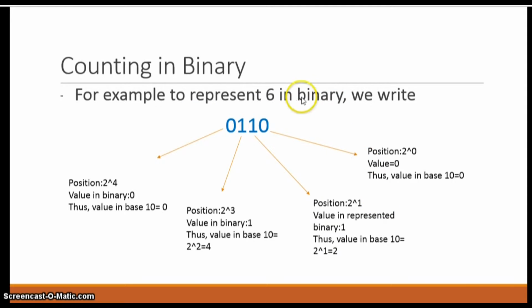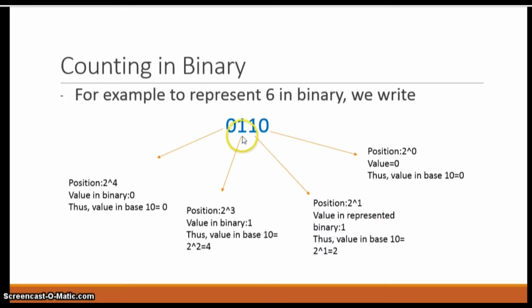So in this example, we have the number 6. This 0 over here represents the position of 2 to the power 0. As it is a 0, the numerical value of it is 0. Thus, if you convert it to the base of 10, it is equal to 0 also. Next we have the number 1 in the position of 2 to the power 1. Thus if we convert it to the base of 10, 2 to the power 1 equals 2. So we add this to the sum.